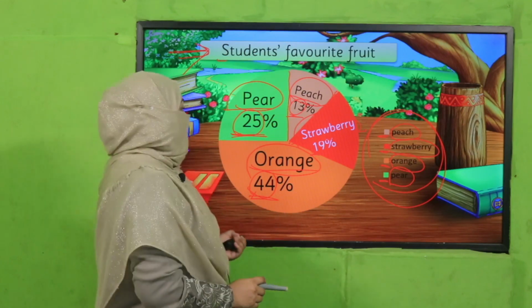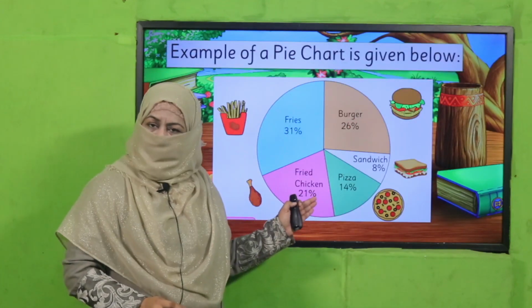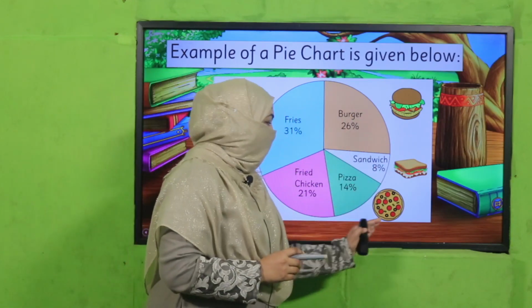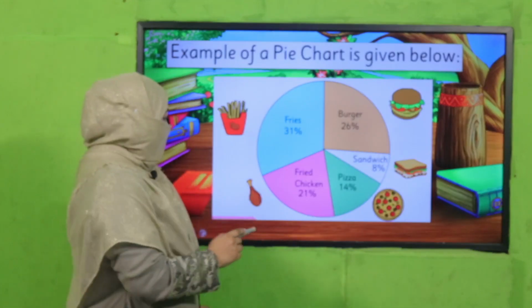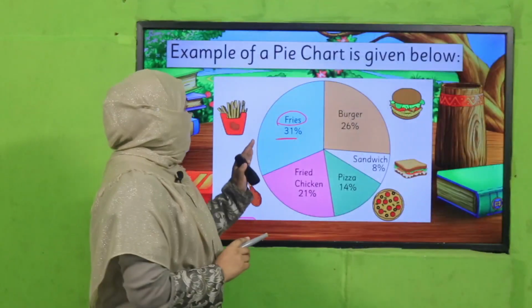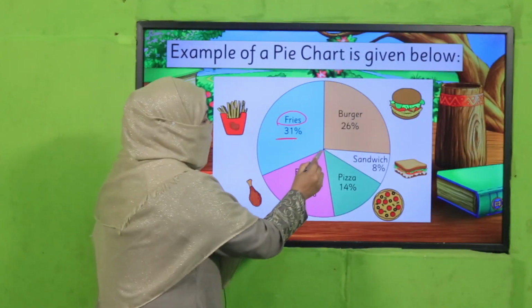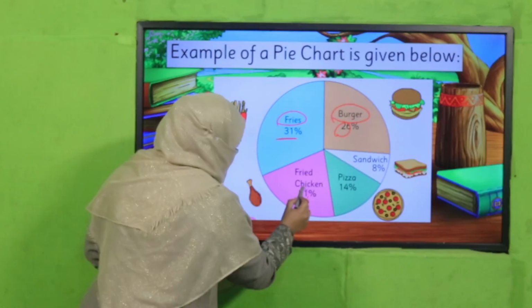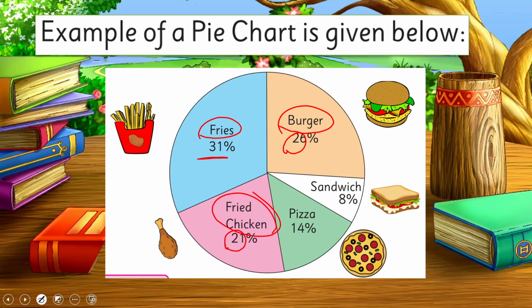Do you understand? Okay. So this pie chart has been given in your book. Now let's read it. What's written here? There are different types of fast food we have taken. So fries, 31, maybe out of 100, 31 children like fries. 26 children like burger, and 21 children like fried chicken. 14 children like pizza, and just 8 children like sandwich. Right? This is how we read it.